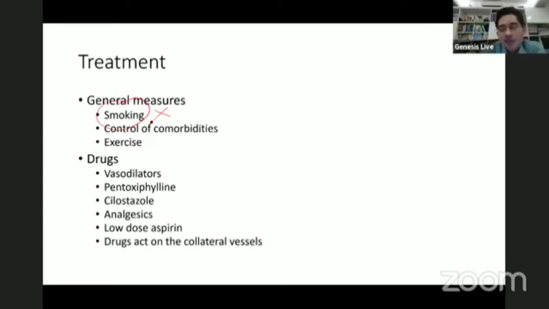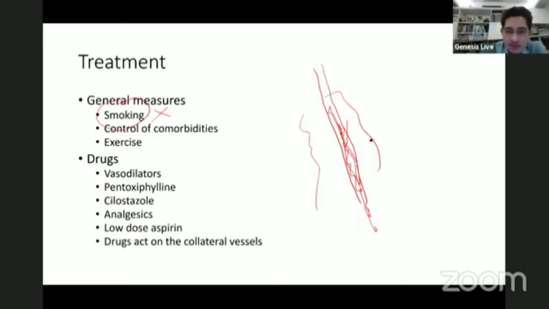Because you know what happens in Buerger's disease: if the particular vessel is over here, and let's say this particular vessel is blocked, this vessel is diseased in Buerger's disease. The medium and small sized vessels are affected. So all the vessels distal are affected and blocked, and it creates a lot of collaterals. See, a lot of collaterals are created. Now, if you keep on smoking, even these collaterals will go away.